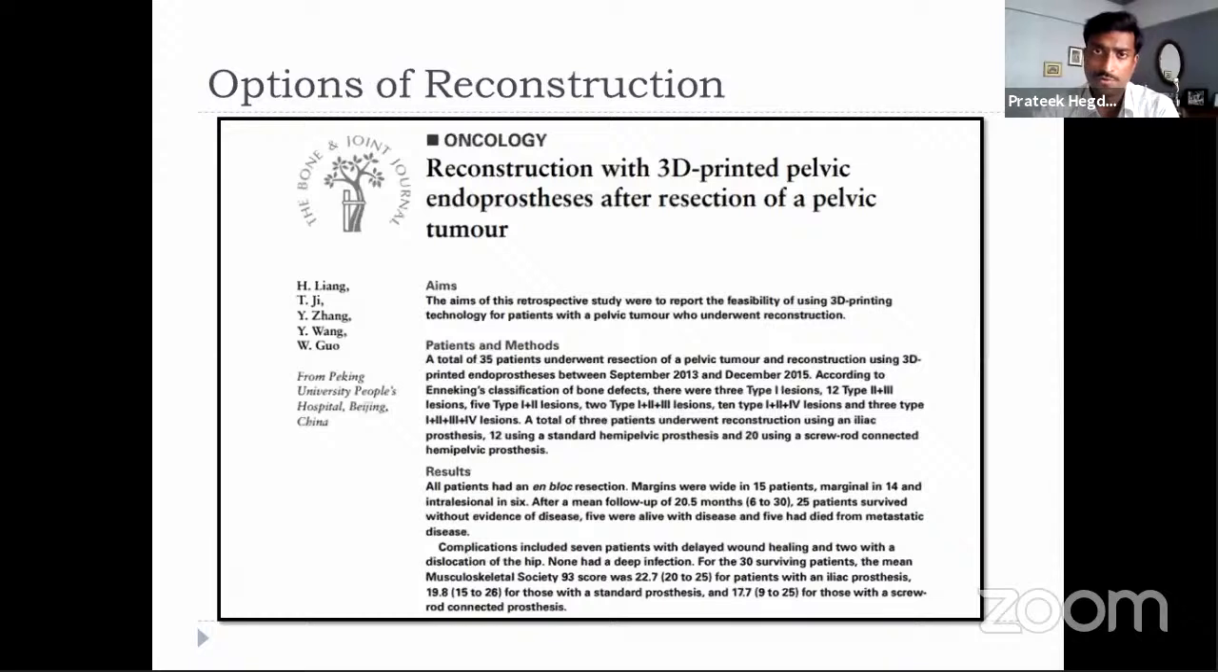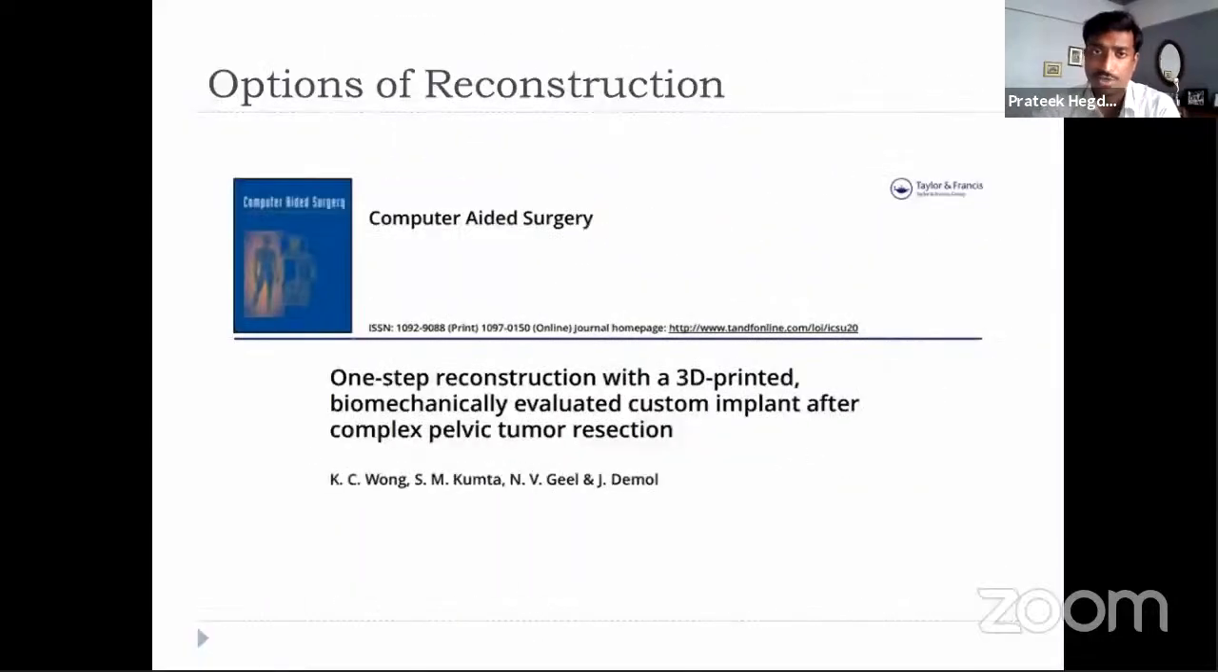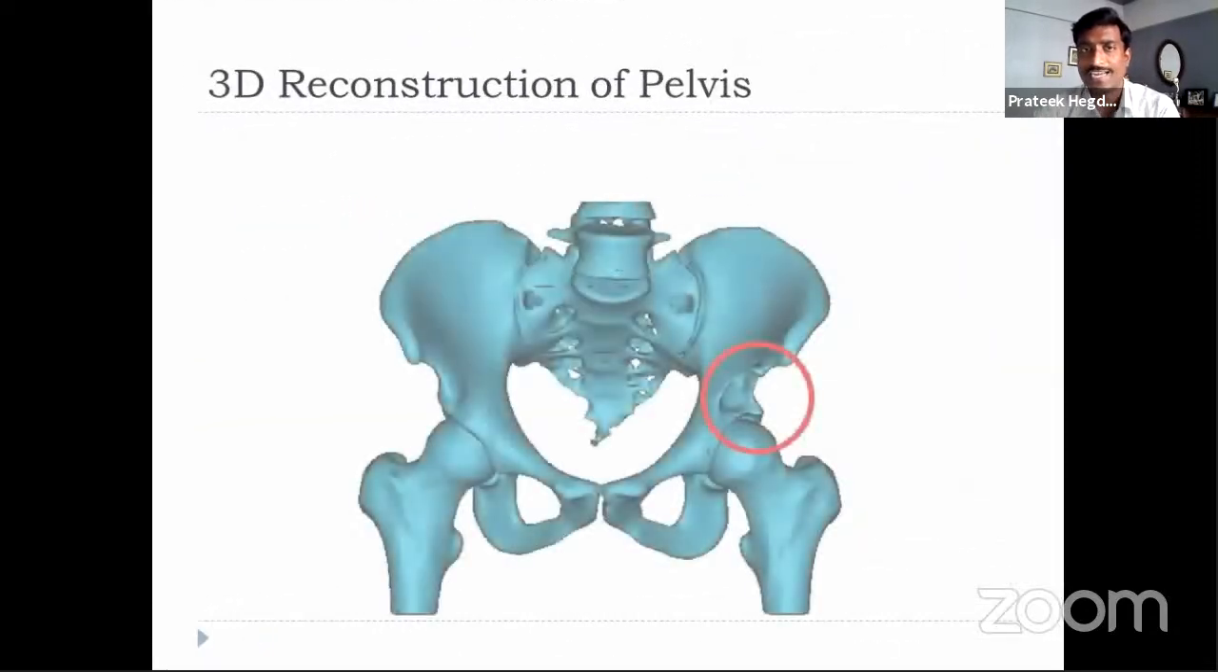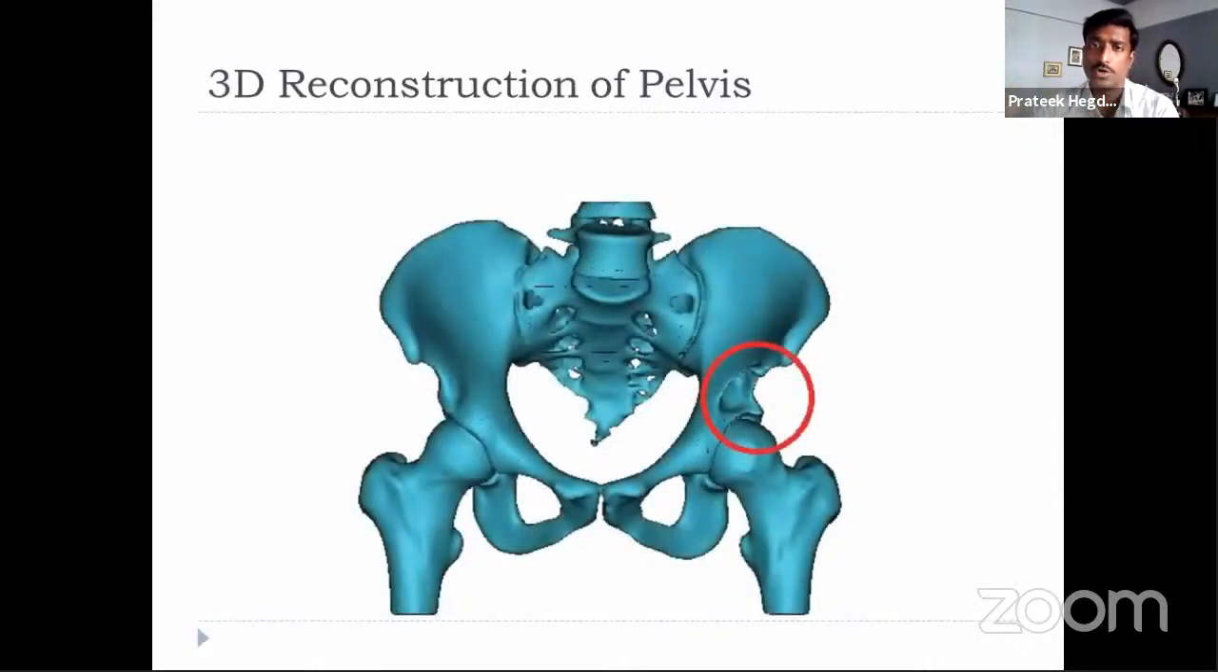So we went through a few pieces of literature and we found the group from Beijing, China, where they have reconstructed with a 3D printed pelvis, and also Casey Wong Sir's paper where he has stepwise described how to go about this surgery. So we decided let us at least get a 3D reconstruction done so that we can explain to the patient also what we are looking at if we go ahead with a surgery, compared to not going ahead with a reconstruction and doing only a mesh plasty.